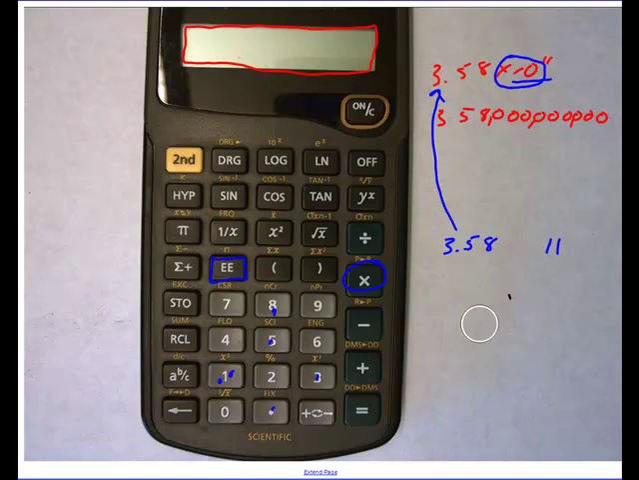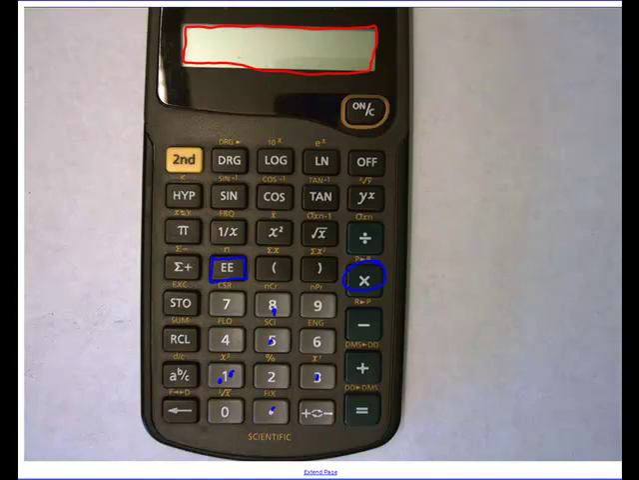Okay? So what I want you to do right now that you know where the exponent key is, I want you to put 2 numbers in. All right? Oh, actually, you know what I should say? Let's say I put that number in. Let's see. I forgot what that number was, so I'll just do a new one. 3.91 times 10 to the 4th.